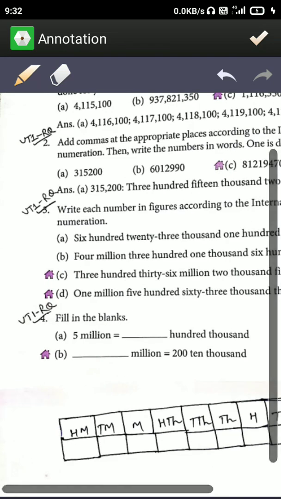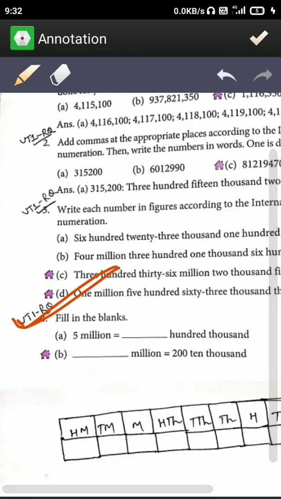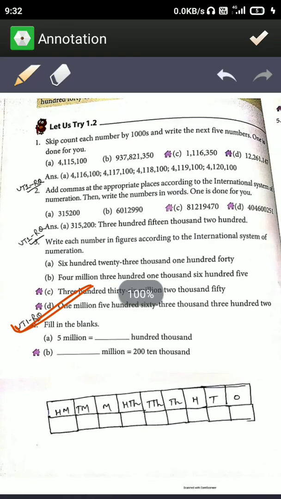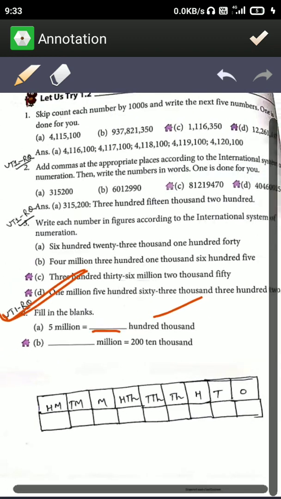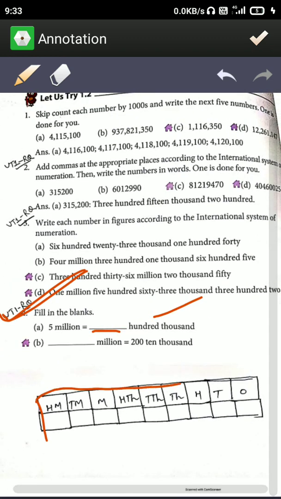The next question is the fourth: fill in the blanks. We have to fill the blanks. It says 5 million is equal to how many hundred thousands? Maybe you will get confused, so what you have to do is again make a place value chart. All the questions can be solved using a place value chart.